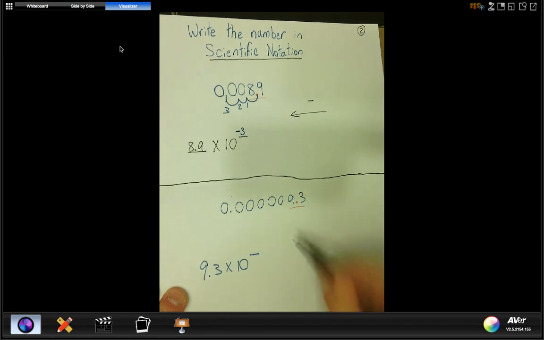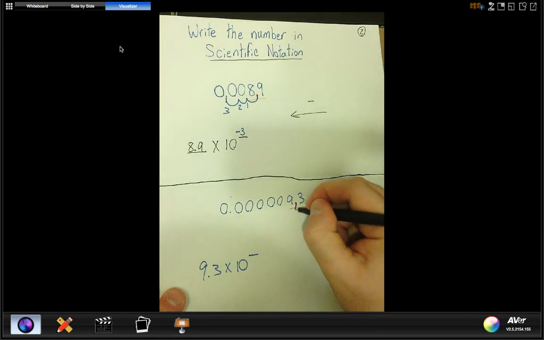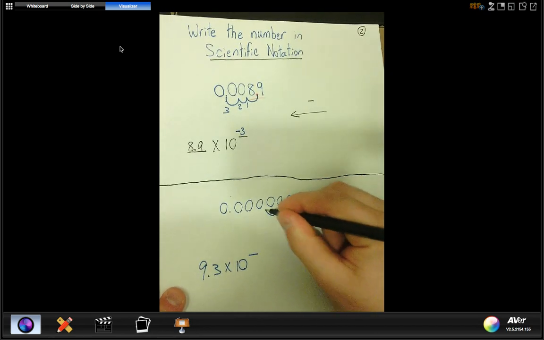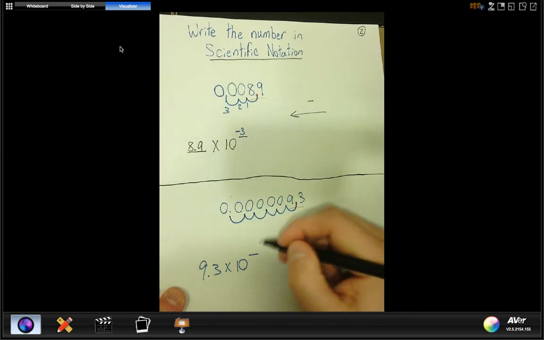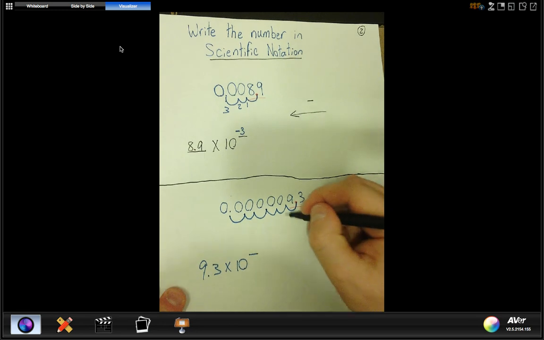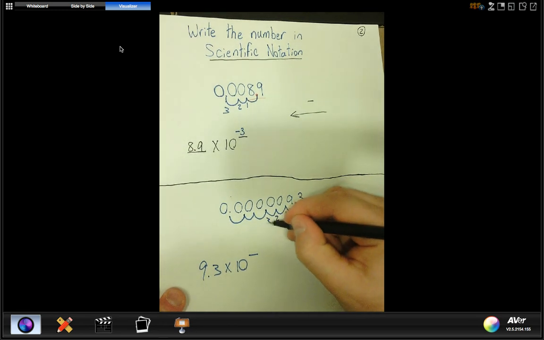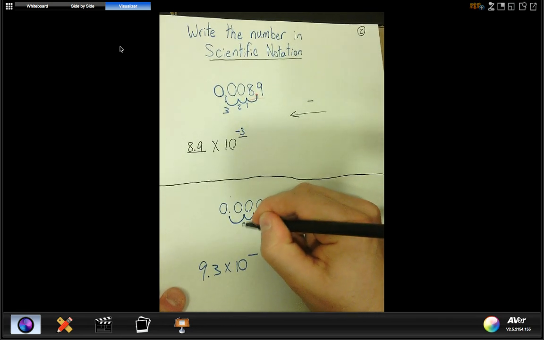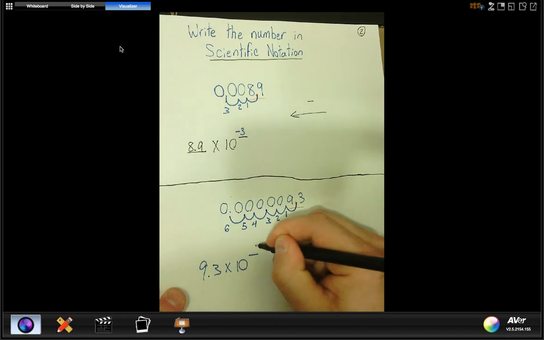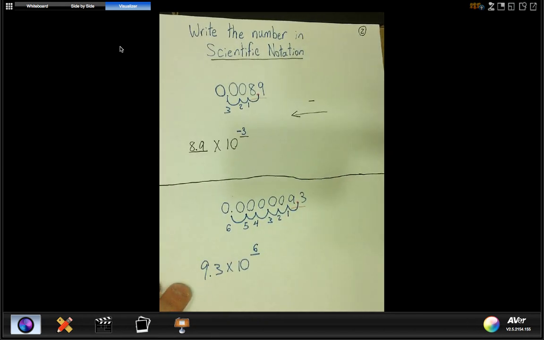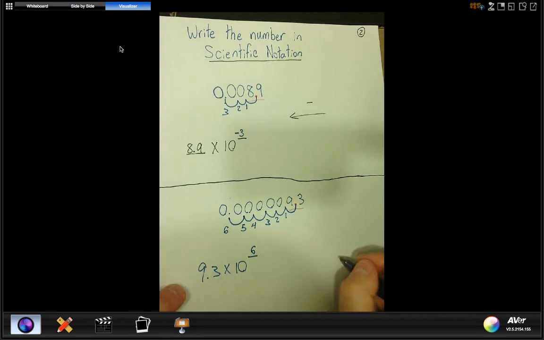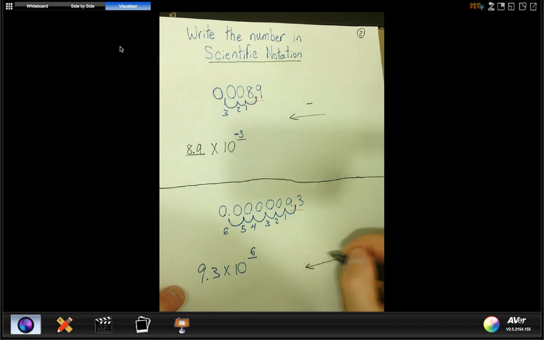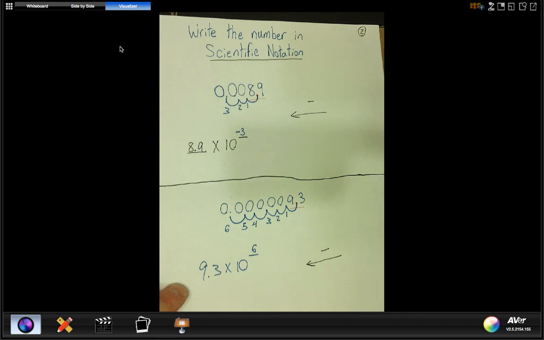Let's move the decimal point. 1, 2, 3, 4, 5, 6. I went 6 places, put 6 as my exponent, and once again I went to the left, so I know that is negative 6.